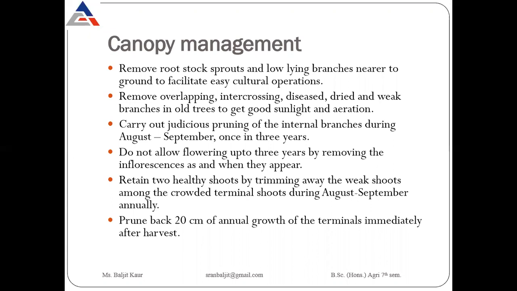Retain two healthy shoots by trimming away the weak shoots among the crowded terminal shoots during August-September annually. So annually we have to retain only two healthy shoots among the terminal shoots, right? And prune back 20 centimeters of annual growth of the terminals immediately after harvest, right? So after harvesting, prune back all the terminals by 20 centimeters. In this way we can manage the canopy, and fruits can get the sunlight properly.